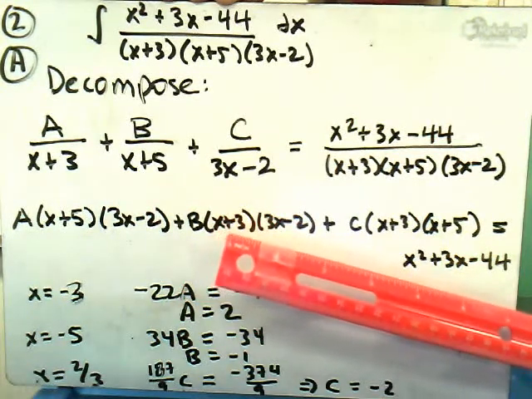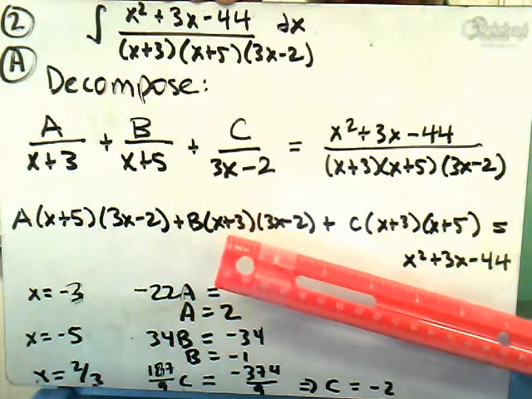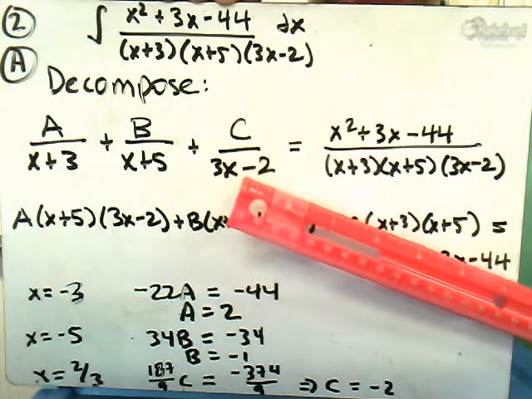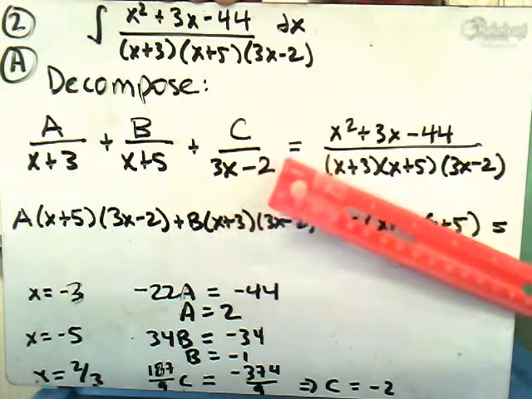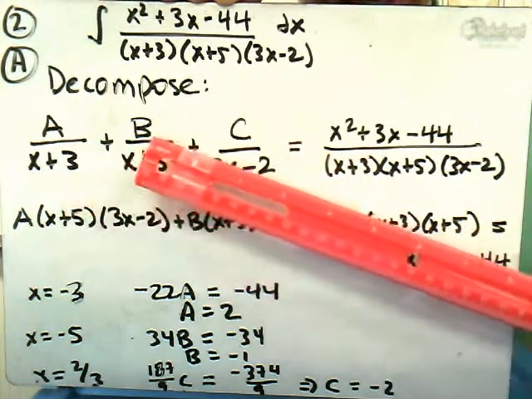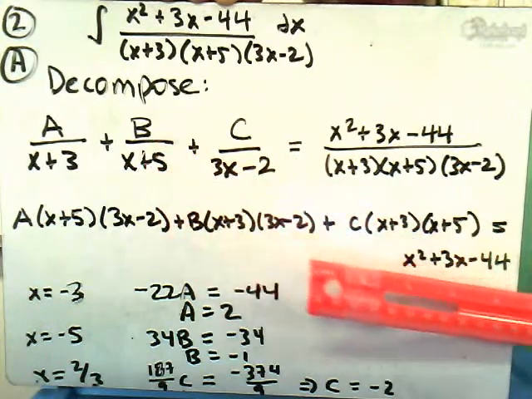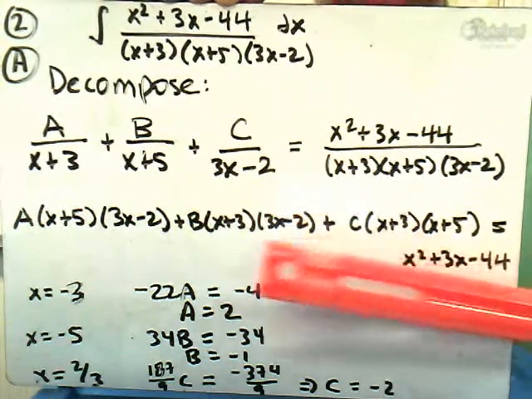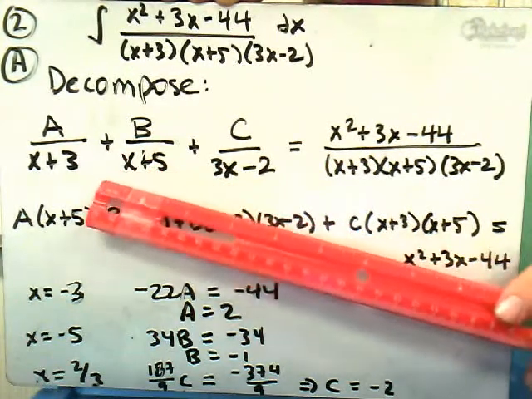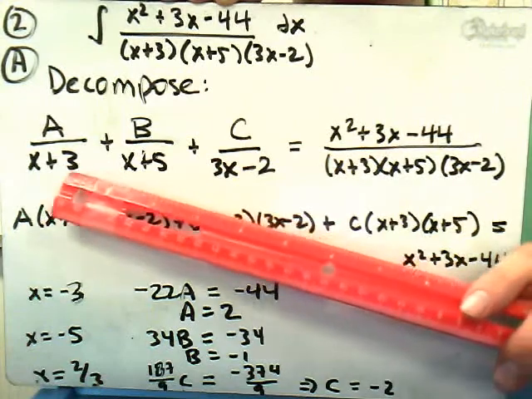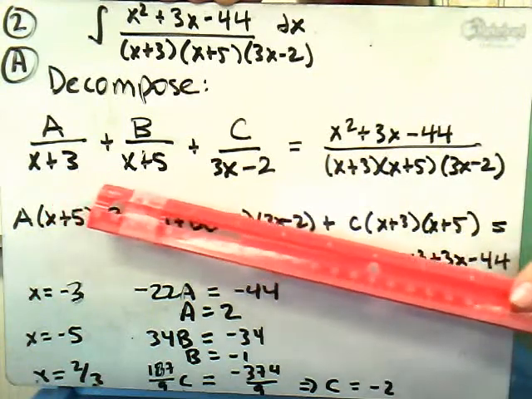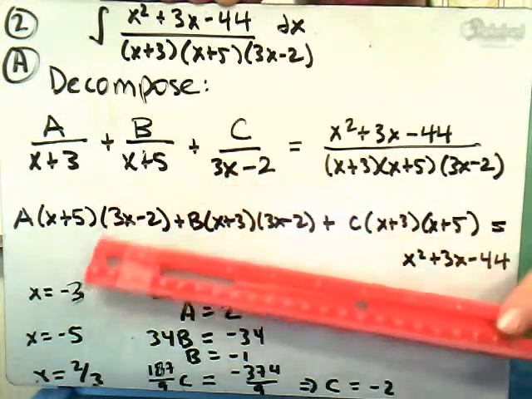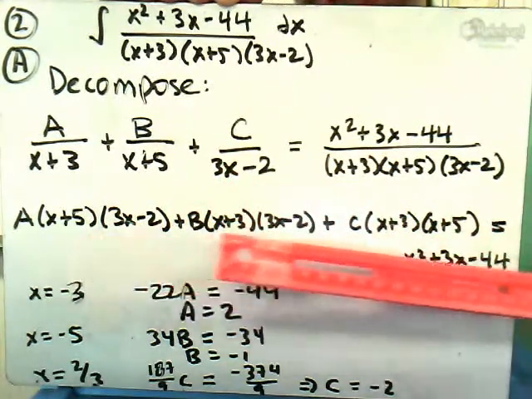Same thing for b. The b fraction already has x plus 5 in its denominator, and so we need to find a common denominator by multiplying b times 3x minus 2 and then times x plus 3. And same thing for c. That will be multiplied by x plus 3 and x plus 5. Just like in the previous problems, I've kind of skipped a step because we noticed that the denominator will just be x plus 3 times x plus 5 times 3x minus 2, which means we only need to be concerned about making the numerators equal.